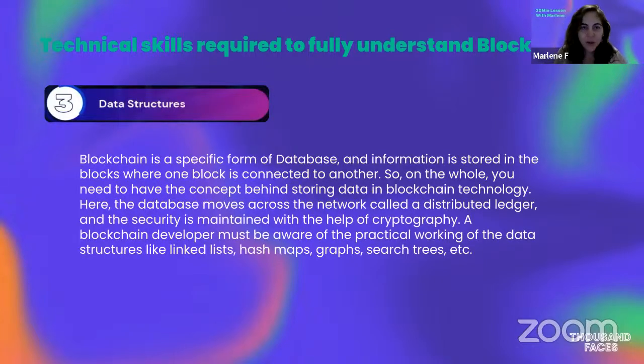Next, we have data structure. Blockchain is a specific form of database. There's storage of information, there's transfer of information, connection between different databases, and with the ledgers, they're distributed between different users. And there's security between all of these processes. So people who are working on the technology behind the blockchain have to be aware of the different data structures. Some of them, for example, are lists, hash maps, graphs, search trees. So as we say, these are very specific skills that we need to know.